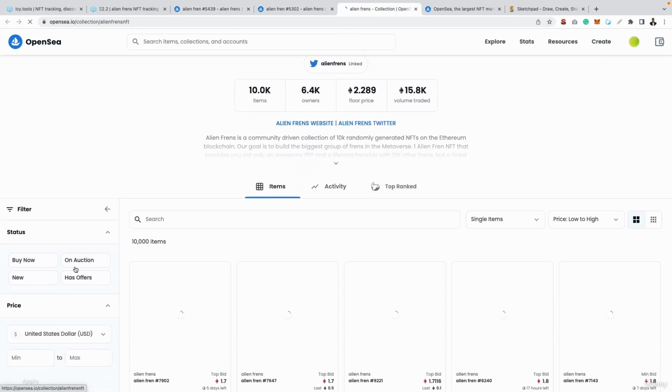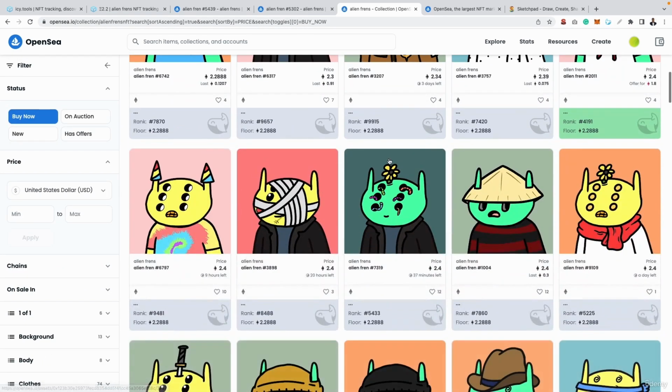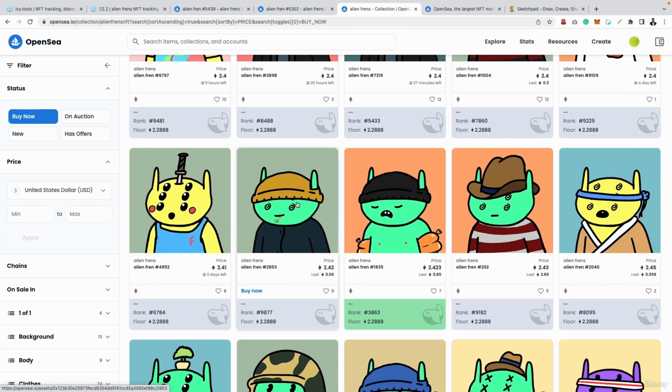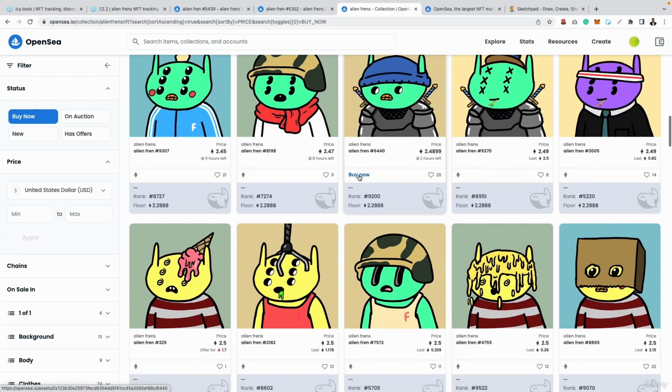So if we were looking to buy an NFT in this collection for Alien Friends, I could literally go over to items. I could go to buy now, and then I can sort this from low to high, which is already done. And then I can scroll down and find an NFT which has one of these items. I'm not sure what it is, a fish or a man. Well, I'm not sure what it is, but essentially I can find one that is wearing glasses.